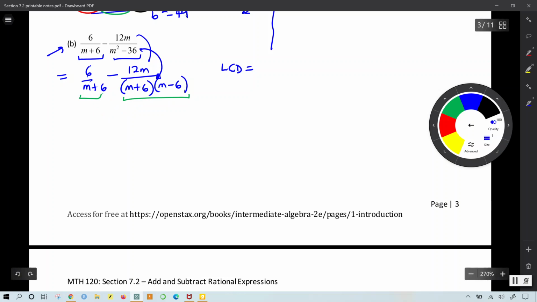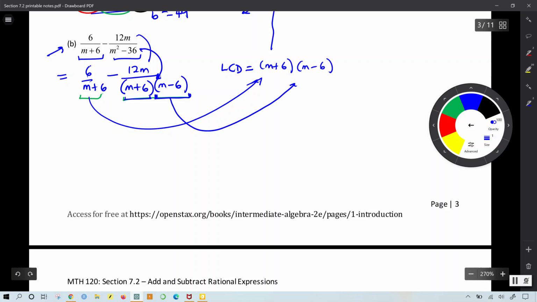entities. First, there is an m plus 6 here. There is another m plus 6. There is no need to repeat that. Do we have another different component? Yes, and that is m minus 6. So, to construct the LCD, what we did was to pick all the different possible factors from both of the denominators and assemble them together as a product, and we have the LCD.